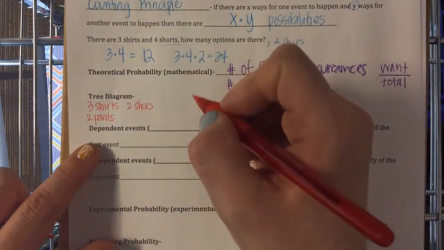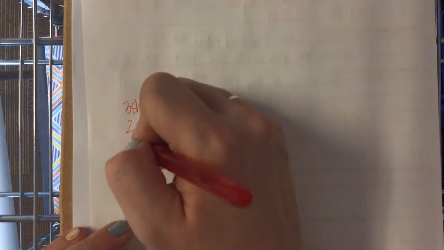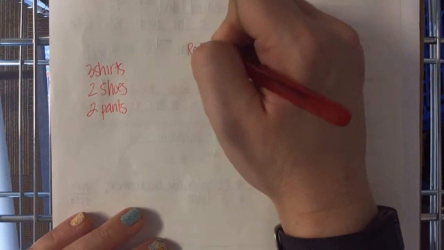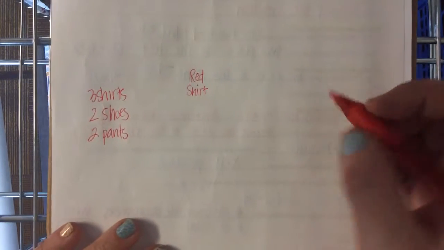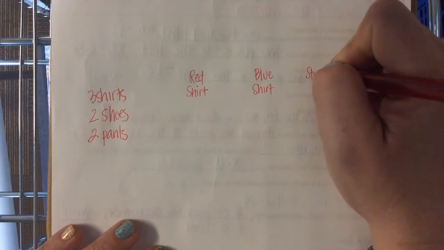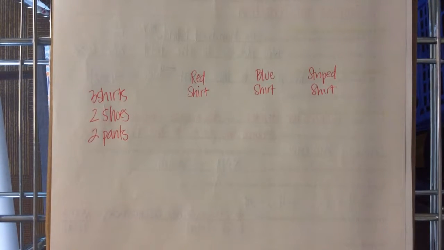All right. So I've got 3 shirts, 2 shoes. What did I say? 2 pants, 2 shoes. And 2 pants. All right. I've got a red shirt. What else do I have? A blue shirt. And a striped shirt. There are my 3 shirt choices.